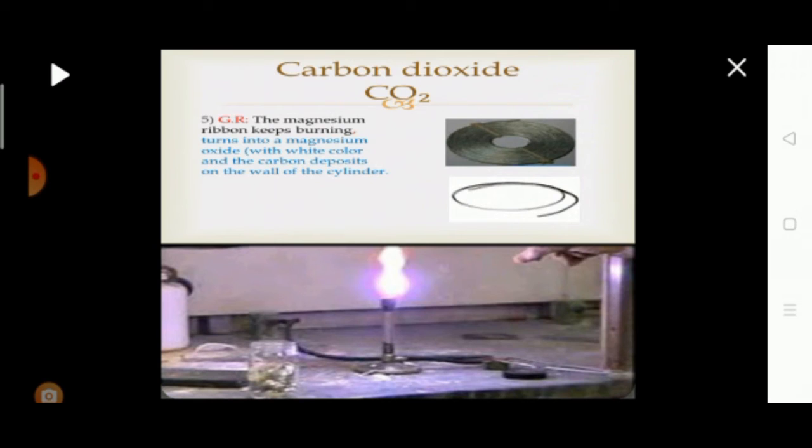As we discussed in the activity of magnesium, there is an important point. It asks you to give the reason: the magnesium ribbon keeps burning and turns into magnesium oxide with white color, and the carbon deposits on the wall of the cylinder.